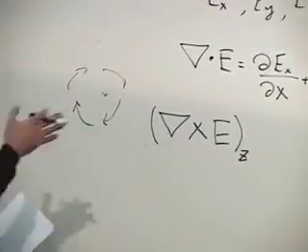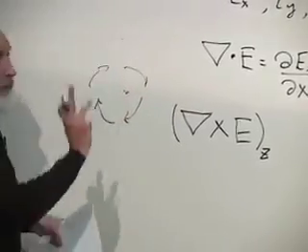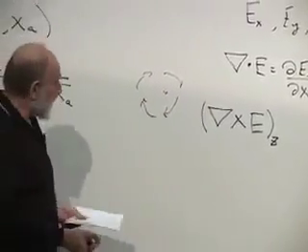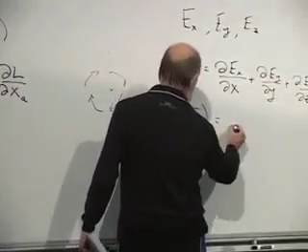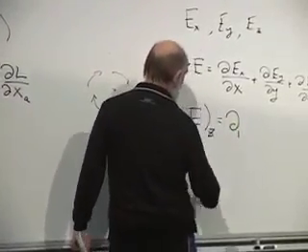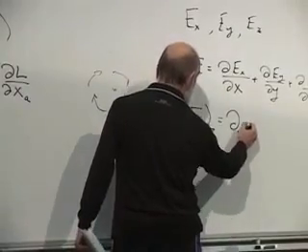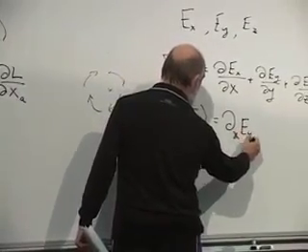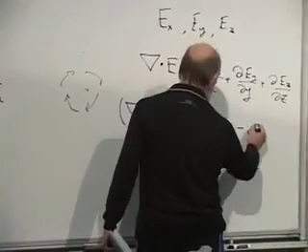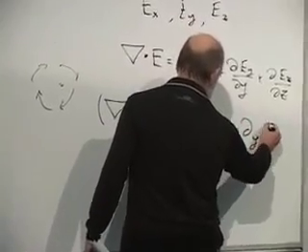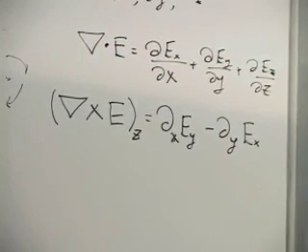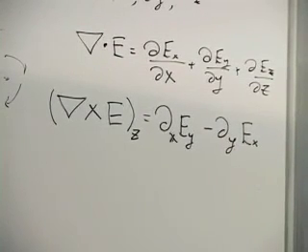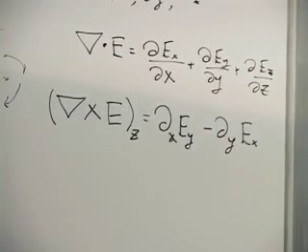Obviously, we could also think about the tendency to circulate around the x-axis or the y-axis. That's why there's three components. And this is given by the x derivative of the y component minus the y derivative of the x component. That's the z component of the curl. And as I said, it represents the tendency of the field to wrap around that direction.